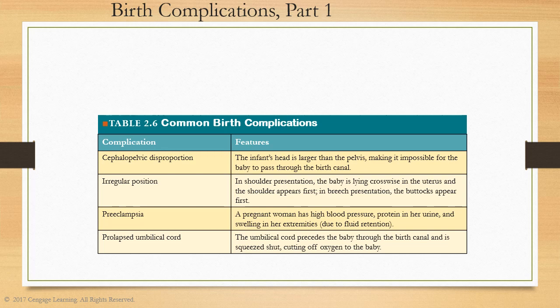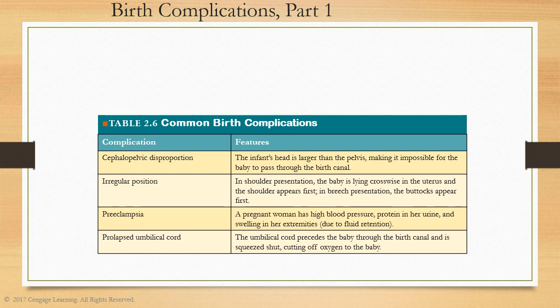So let's now look at some birth complications. This table shows common birth complications. Let's look at that a little bit. The first one is cephalopelvic disproportion. What happens is during the birthing process, the infant's head is larger than the pelvis, and almost makes it impossible for the baby to pass through the birth canal.